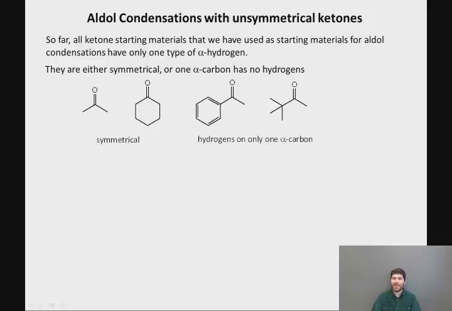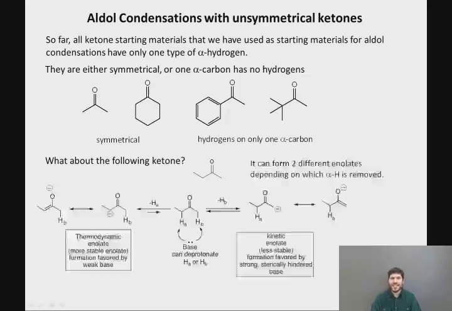And a similar compound, when you have methyl tert-butyl ketone, the tert-butyl group also has no hydrogens on the central carbon. So in all of these cases, there is only one possible enolate that can be formed because there's only one type of alpha hydrogen. But what about 2-butanone, or methyl ethyl ketone? This ketone can form 2 different enolates depending on which alpha hydrogen gets removed.